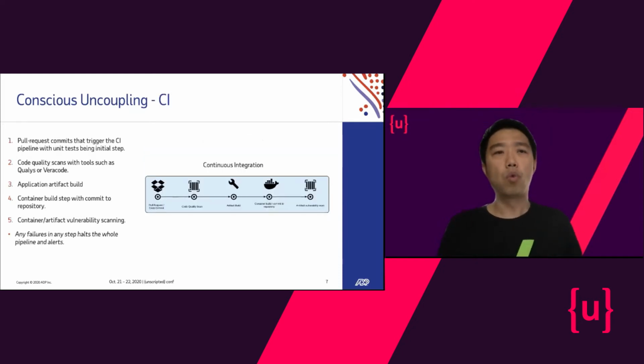CI. What you see here is our process from left to right. Everybody does this; this process is pretty well known to the universe. If it's not, then you're going to learn about it right now. The first step is you're going to have your pull requests and commits that trigger the CI pipeline, with unit tests being the initial step.